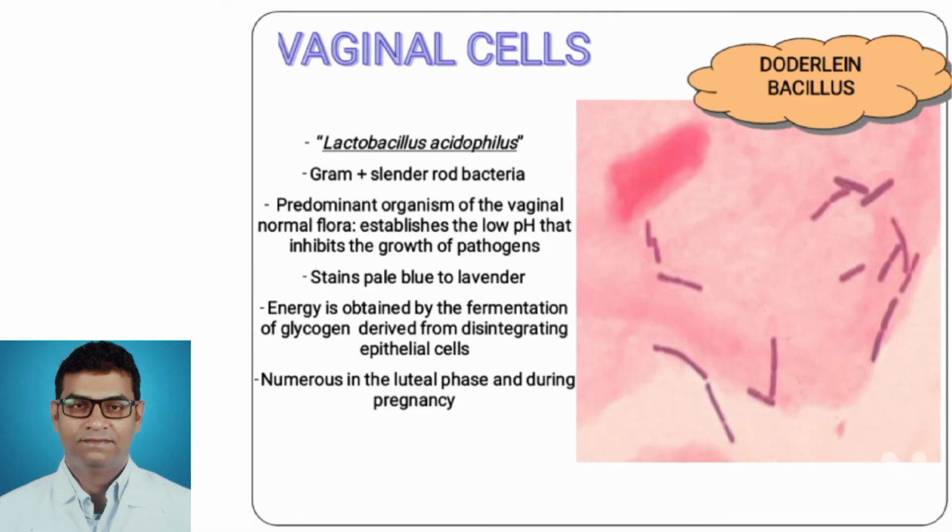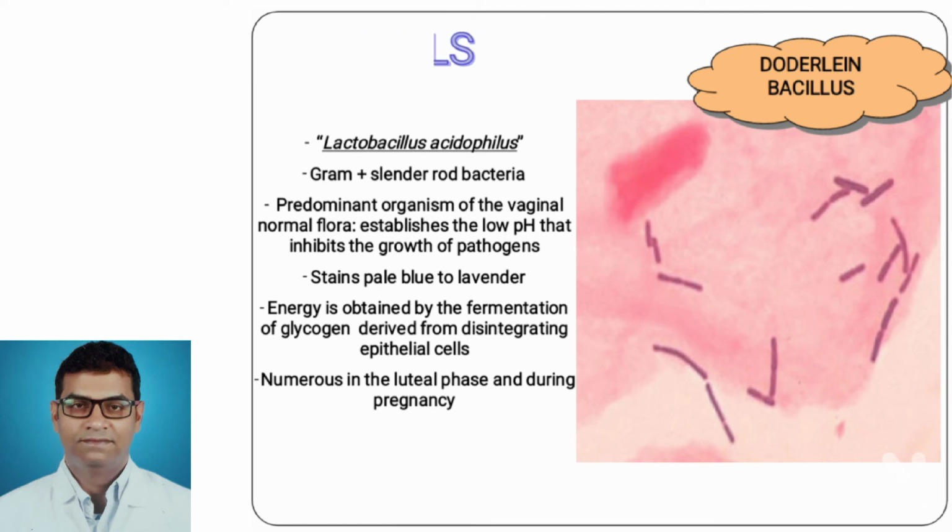Cytoplasm is basophilic and may be vacuolated. Sometimes while examining under the microscope, along with these cells, a few other cells are also seen. Among them, the commonest one is Doderlein bacilli, Lactobacillus acidophilus. These are gram-positive slender rod-like bacteria, the predominant organism of the vaginal normal flora. They establish the low pH that inhibits the growth of pathogens. They stain pale blue to lavender. Energy is obtained by the fermentation of the glycogen derived from disintegrating epithelial cells. They are numerous in the luteal phase and during pregnancy.